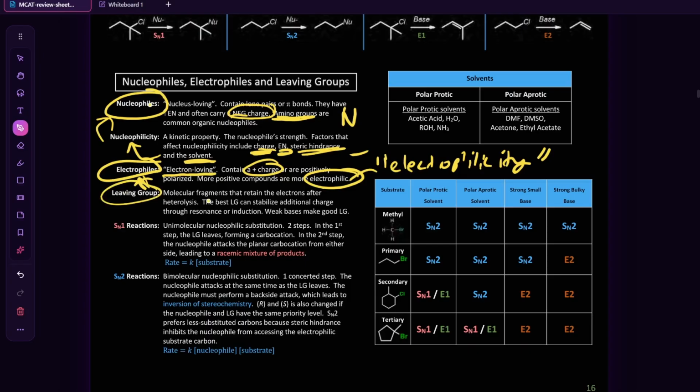A leaving group is a molecular fragment that retains its electrons after heterolysis. The best leaving groups can stabilize additional charge through resonance or induction. Weak bases make good leaving groups. SN1 and SN2 reactions are really important. SN1 reactions are unimolecular nucleophilic substitution, so two steps. What it's doing is substituting a nucleophile, and this reaction happens in two steps.